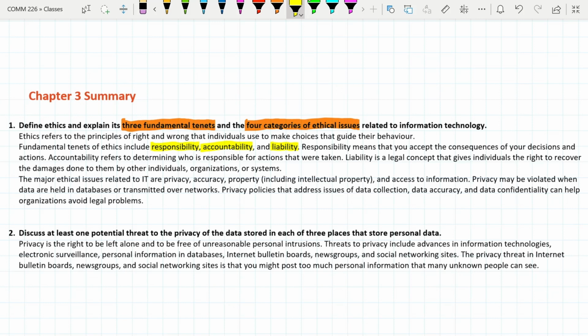The major ethical issues related to IT are privacy, accuracy, property, including intellectual property, and access to information. So privacy may be violated when data are held in databases or transmitted over networks. Privacy policies that address issues of data collection, data accuracy, and data confidentiality can help organizations avoid legal problems.